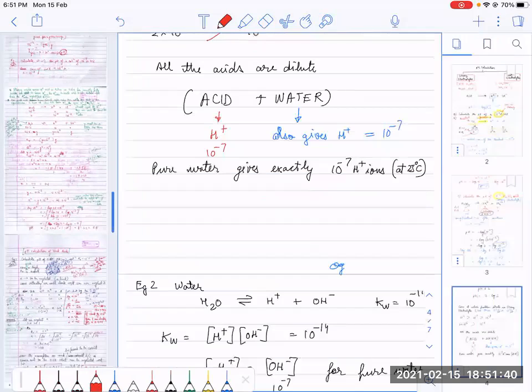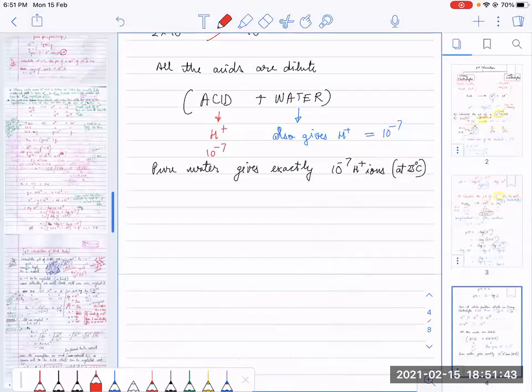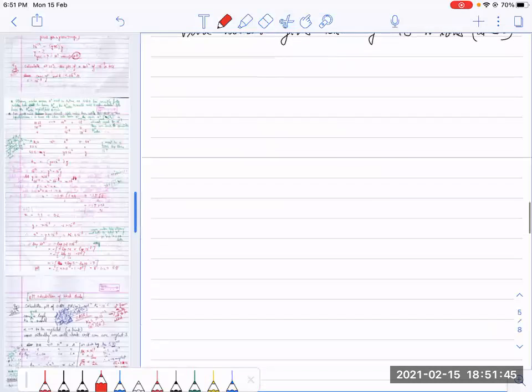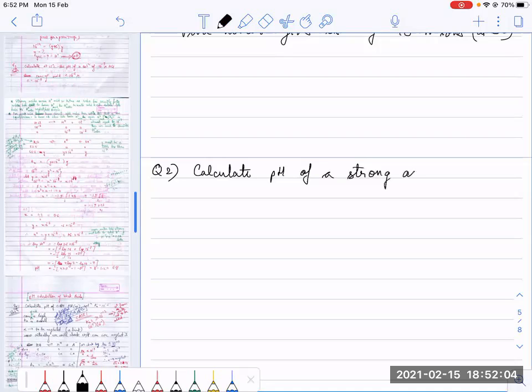Let me give you an example. If I give you a question: calculate the pH of a strong acid having concentration 10 to the power minus 6, let's say 6. Okay.